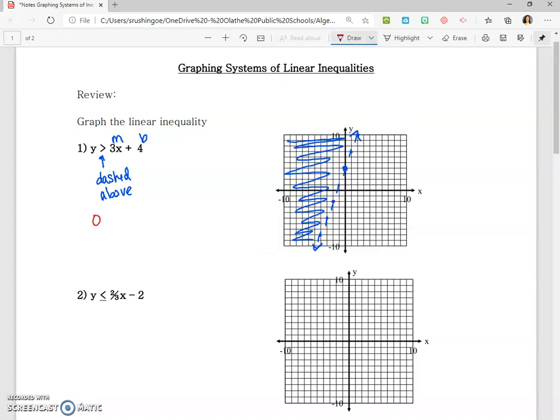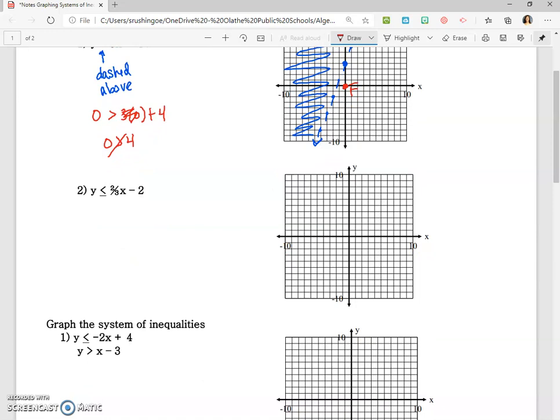So that would be trying 0, 0. Is 0 greater than 4? No. False. So I would definitely shade that other side. So try that one. Check when you're ready, and then we're going to move to systems. All right, double check your answer. Solid line, and we are shading below, starting at 2, up 2 over 3.